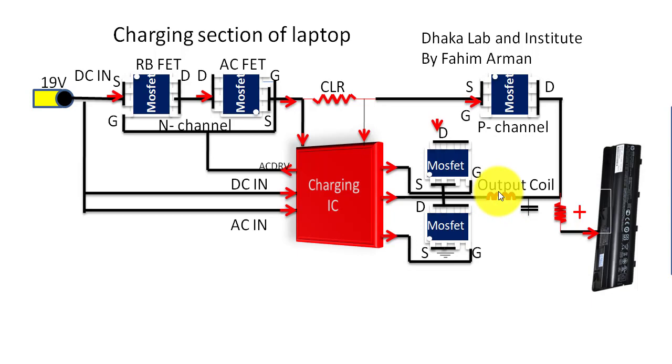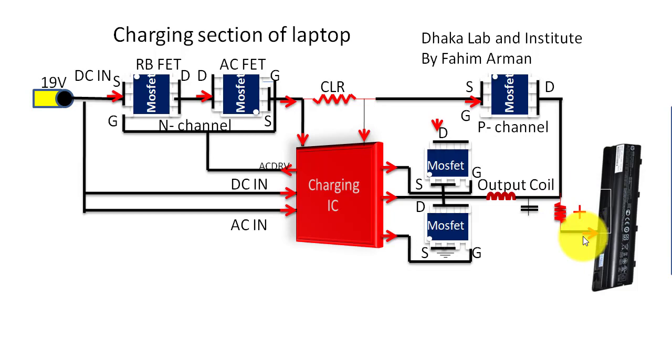through the output coil, and the output coil will filter the voltage, and there is also a polar capacitor that will filter the voltage, and then the voltage will go through a resistor. It is also called a current sensor resistor, and through this resistor the voltage will enter into the battery, and by this process the battery will be charged.